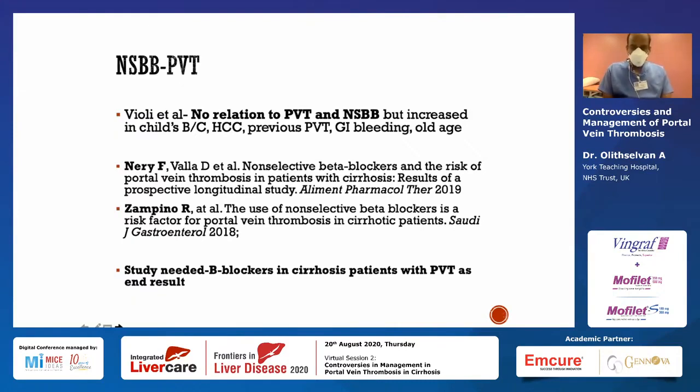So practically speaking, if you have a patient who is on beta blockers, who has portal vein thrombosis and presents with a variceal bleed, you still continue the beta blockers, because that's when the patient needs them more because of increasing portal hypertension.